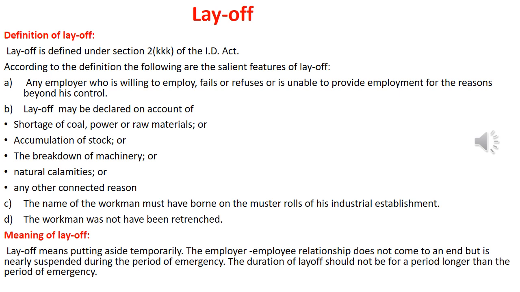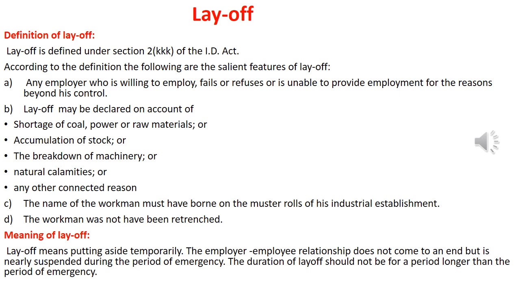An employer who is willing to employ but fails or refuses or is unable to provide employment for reasons beyond his control. The layoff may be declared on account of shortage of coal, power or raw materials, or because of the accumulation of stock, or if there is a breakdown of machinery, or due to natural calamities or any other connected reason. The name of the workman should have been borne on the muster rolls of the industrial establishment, and he should not have been retrenched. So, this is the definition of layoff.